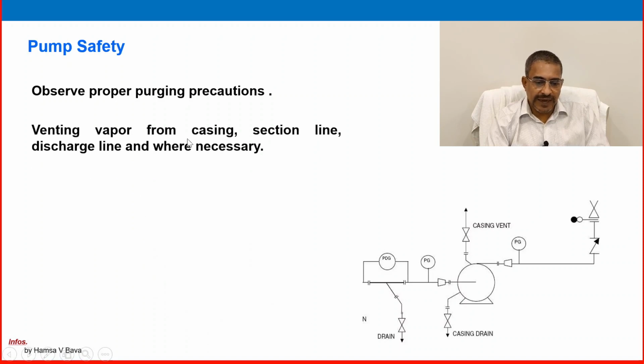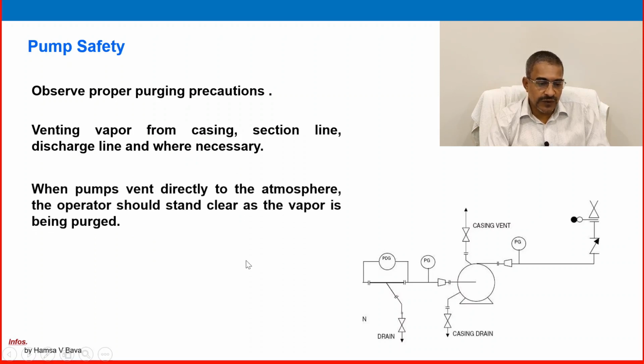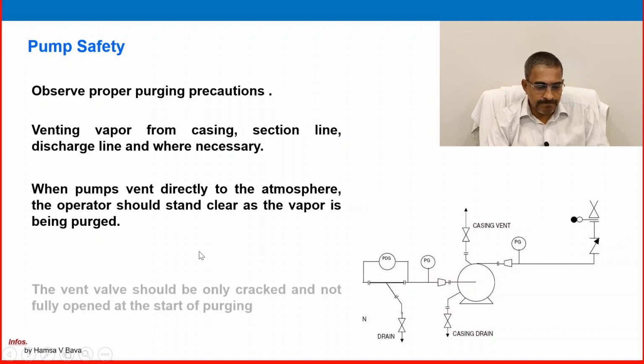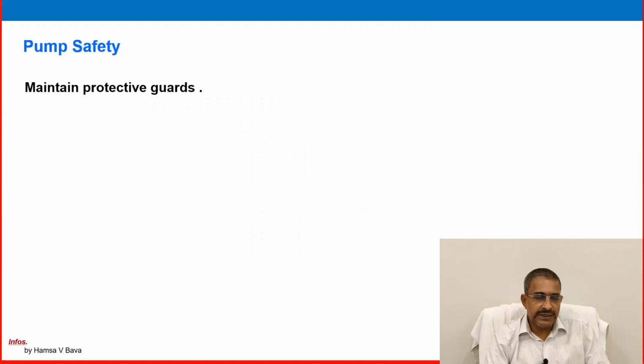Vent vapor from the casing, suction line, discharge line, and wherever necessary. When the pump vents directly to atmosphere, the operator should stand clear as the vapor is being purged. The vent valve should only be cracked, not fully opened, at the start of purging. Only crack it open and see that any trapped vapors are leaving the pump casing. That is safety point number one: purging, draining and priming.